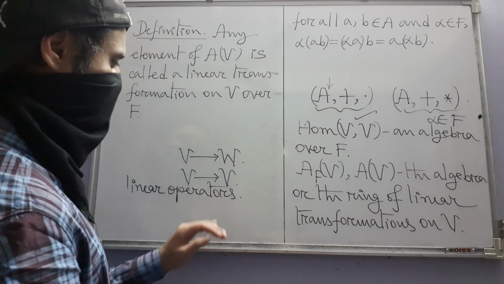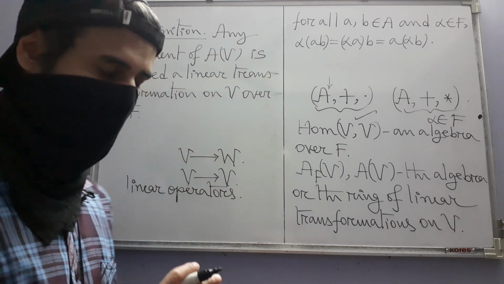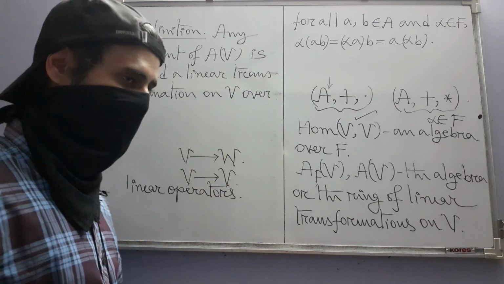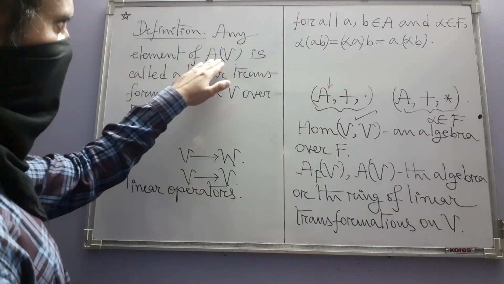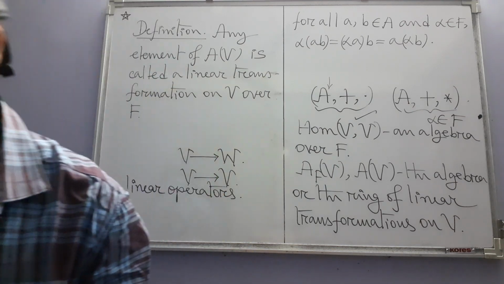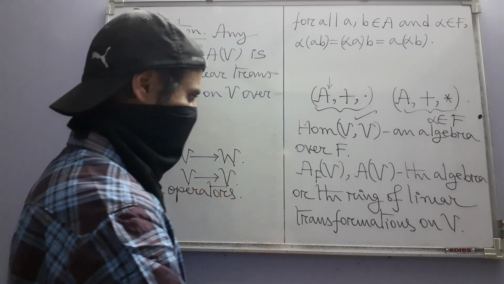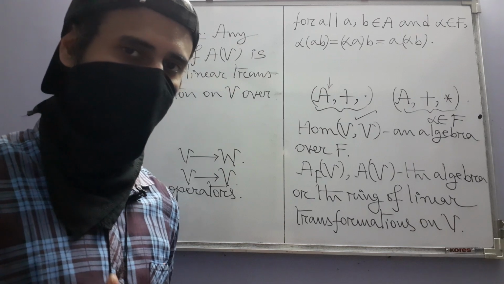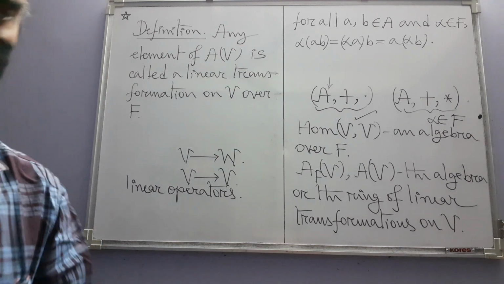And this is not something that I have made up, it's in common use. In many places you will see that functions which map one set into itself are called operators. Here we are going to consider linear operators. So instead of calling the elements of this algebra linear transformations, I am going to call them linear operators. And accordingly, I will also call this the algebra or ring of linear operators on V over F.